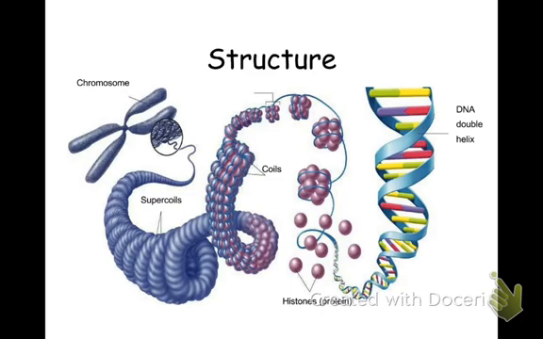So if we take a look here, we can see that DNA winds. It coils. So it starts a coil here, and then the coil coils, and the coil coils. So it keeps coiling until it can fit into the small chromosome and fit in your cells.